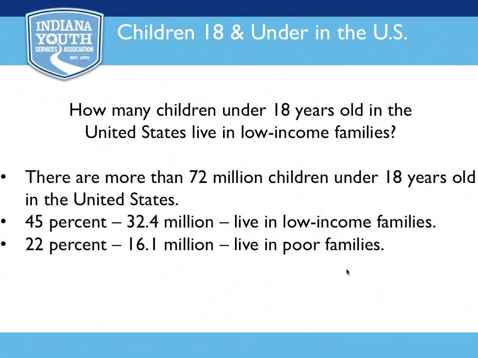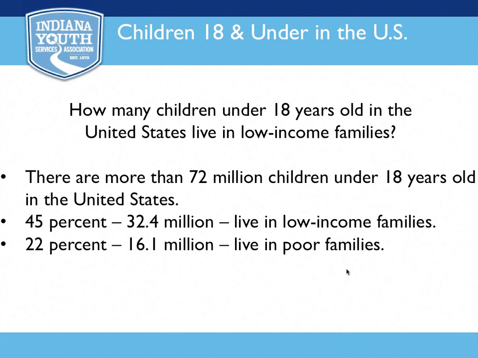Then, again, just starting with some statistics, understanding that many kids under the age of 18 are living in low-income families. More than 72 million children under the age of 18 living in poverty, 45% of those in low income, and 22% of those living in what is considered poor families. So this is a large percentage of our youth population.